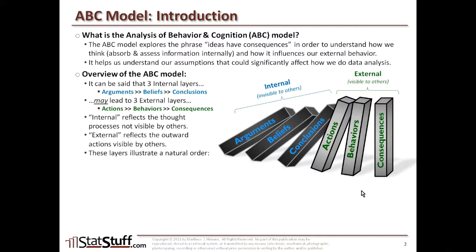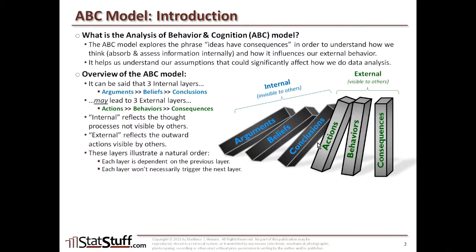So these layers illustrate a natural order of how things could flow. That is, each layer is dependent on the previous layer. It's like dominoes being tipped: these actions are only tipped because they were tipped by the prior layers, conclusions that were tipped by beliefs, tipped by arguments. But at the same time, that doesn't necessarily mean a subsequent layer is going to be triggered.